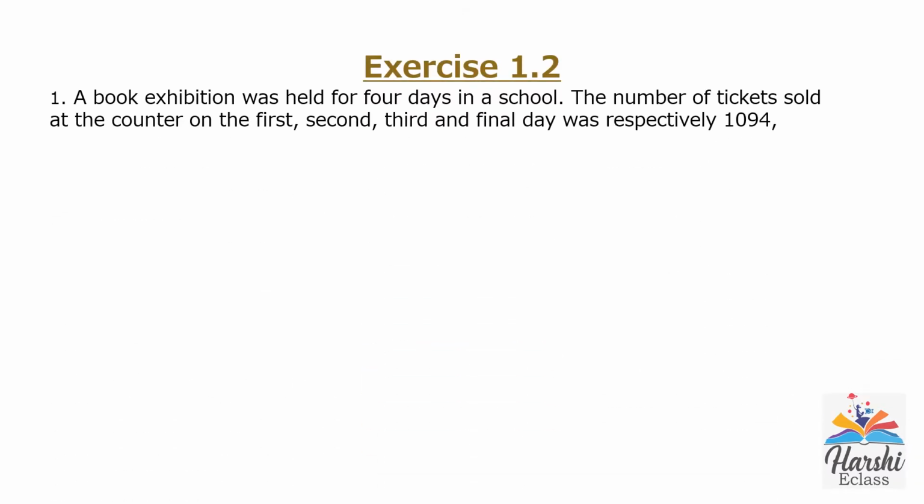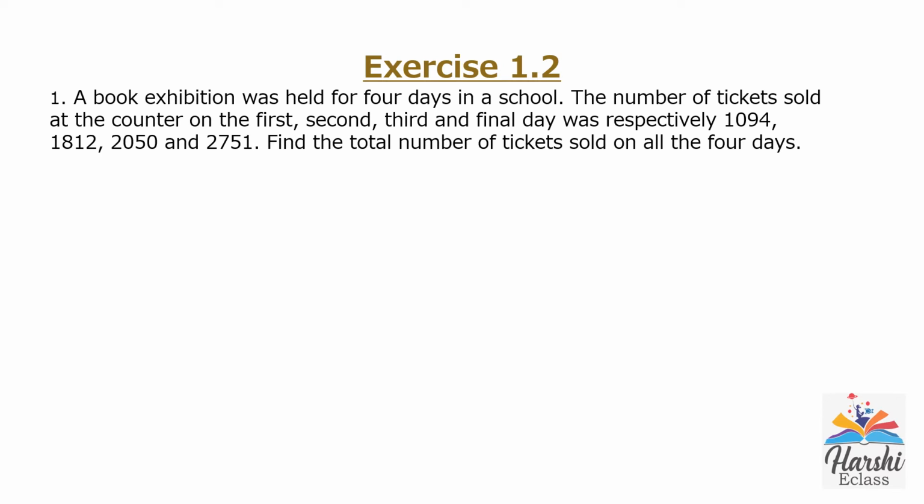First sum, a book exhibition was held for 4 days in a school. The number of tickets sold at the counter on the first, second, third and final day was respectively 1094, 1812, 2050 and 2751. Find the total number of tickets sold on all the 4 days.